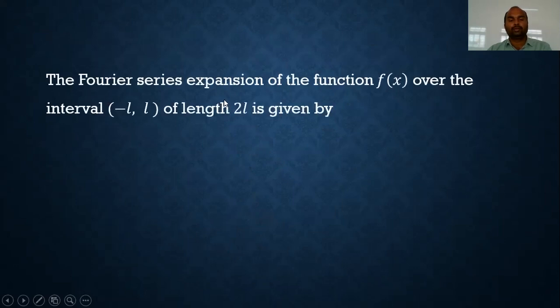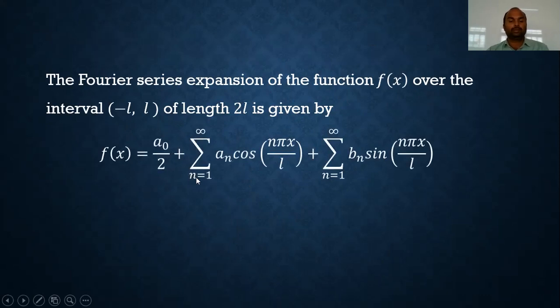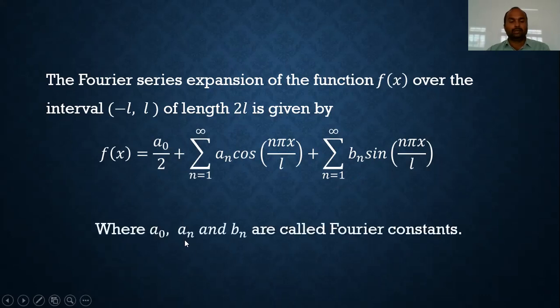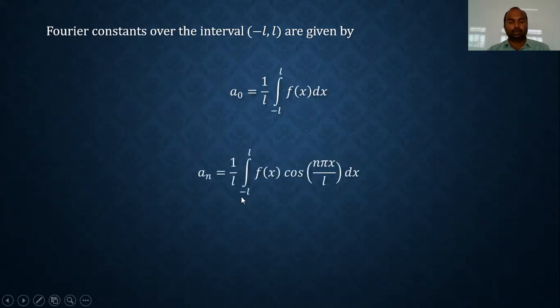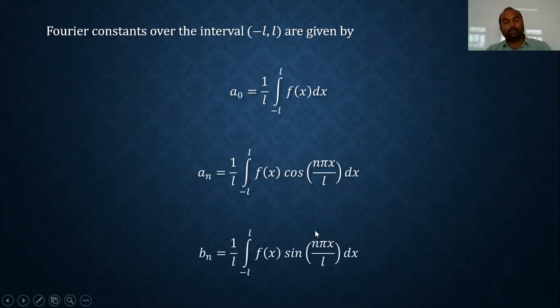The Fourier series expansion of f of x over the interval minus L comma L of length 2L, this is called an arbitrary period, is given by a naught by 2 plus summation n equals 1 to infinity a n cos n pi x by L plus summation n equals 1 to infinity b n sin n pi x by L. Again these three, a naught, a n, b n, are called the Fourier constants. The formulas are: a naught is 1 by L integral minus L to L f of x dx, a n is 1 by L integral minus L to L f of x cos n pi x by L dx, and b n is 1 by L integral minus L to L f of x sin n pi x by L dx. Here the interval is minus L comma L, so the limits of the integral are also the same.